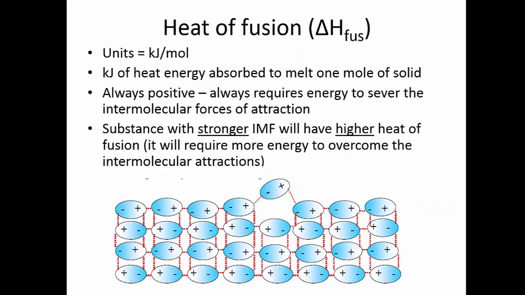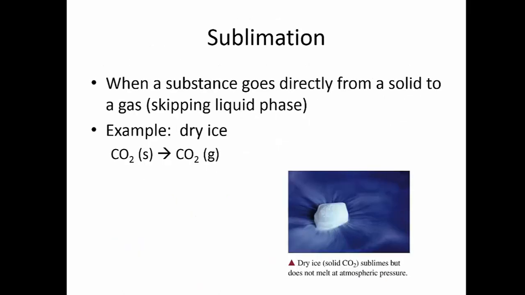Heat of fusion is measured in units of kilojoules per mole as well, and it's the kilojoules of heat energy that's required to melt 1 mole of solid, so turning a solid into a liquid. And this is always positive, same as the heat of vaporization. It always requires energy to overcome those intermolecular forces. And a substance with stronger intermolecular forces will have higher heats of fusion. So it's going to require more energy to overcome those intermolecular attractions. So heat of vaporization was liquid to gas. Heat of fusion is solid to liquid.